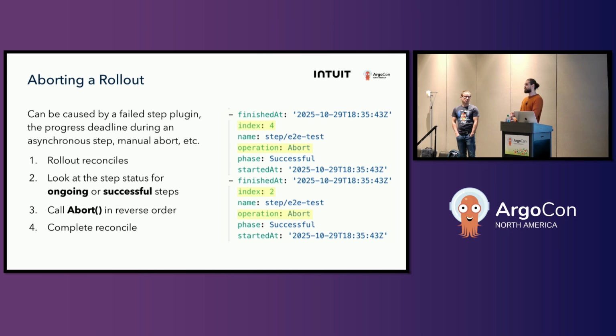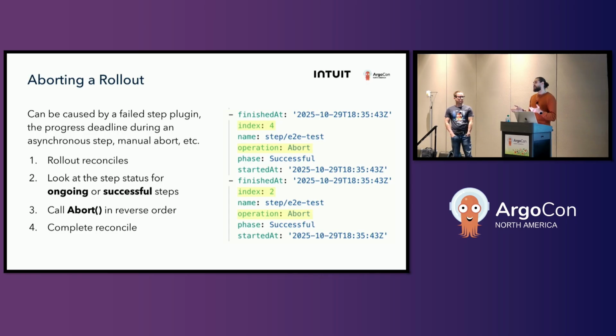It can be because the progress deadline expired, or any other reason. So the rollout aborts. We will go through the steps, and what's special about a step plugin is that we're going to start calling the abort method that's defined on the plugin interface in the reverse order of the plugins that were executed. So you can see here, index 4, index 2, this is the index of your step sequence. So we can see that it called the executed plugin in the reverse order.